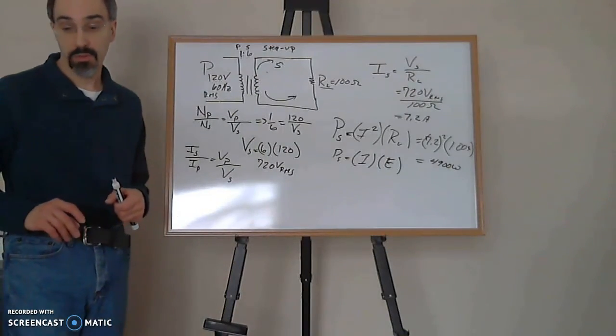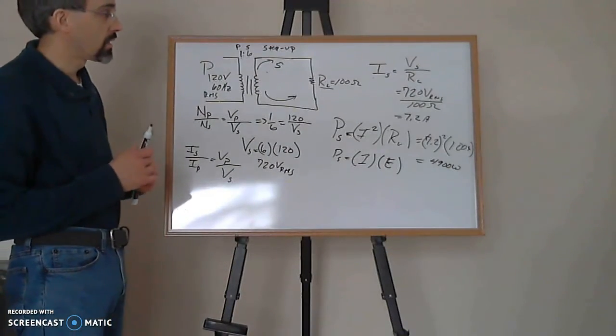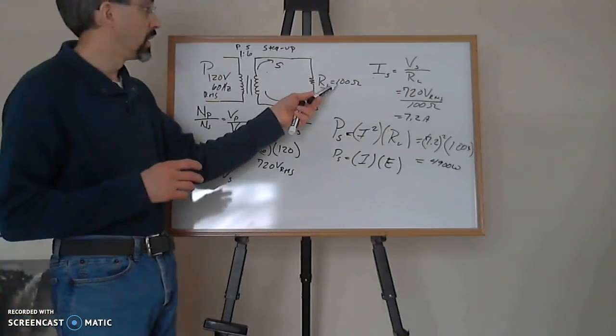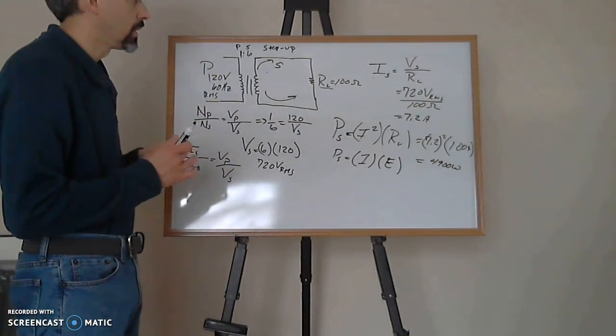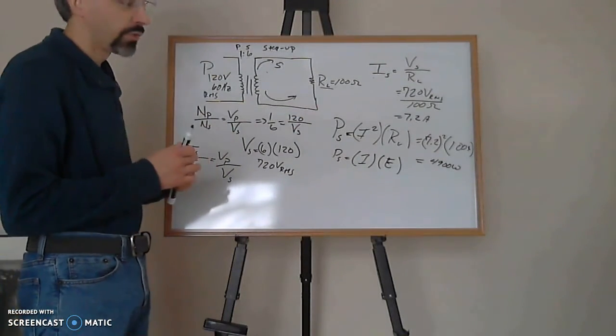That is quite a bit of power on this circuit right here. So yeah, we would definitely not be able to use this 100 ohm resistor on this circuit.